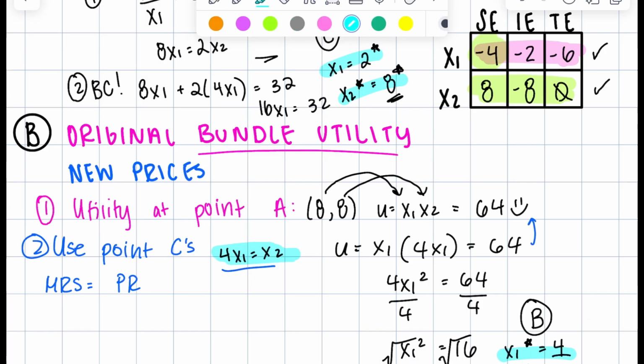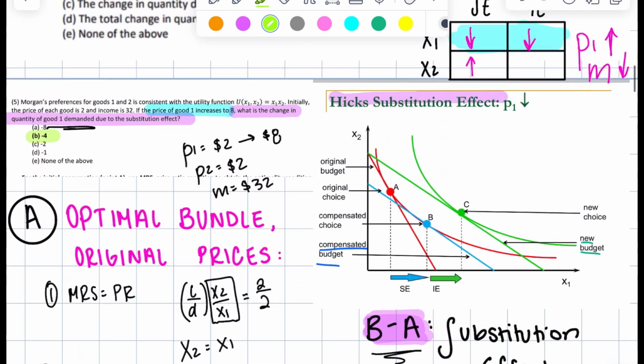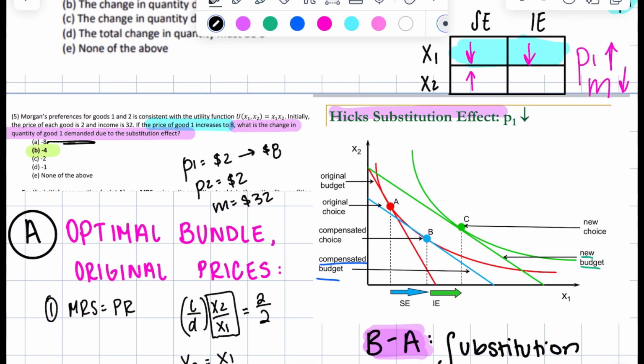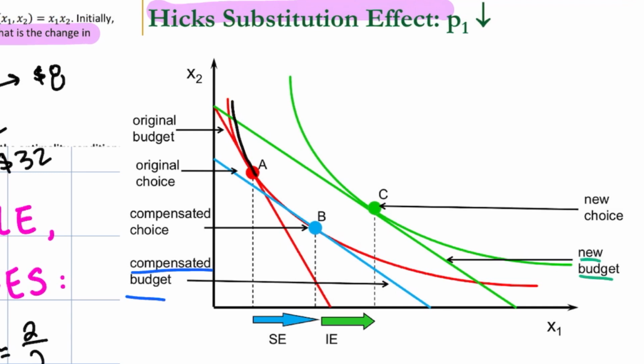So the reason that our point B uses the utility at point A using point C's prices is because if we look at what's going on here, we see that A and B lie on the same indifference curve, right? A and B have the same utility level. However, we're starting to adjust our prices. So here's the budget constraint for point A, and then our compensated budget, this blue budget constraint for point B, is parallel to our new budget at point C.